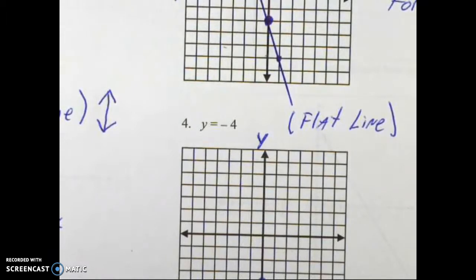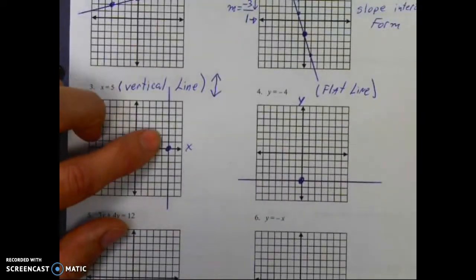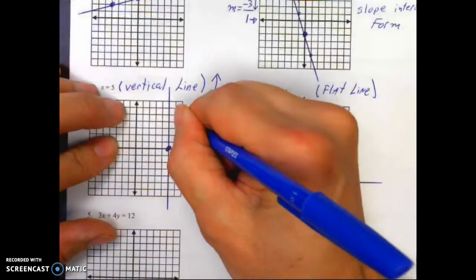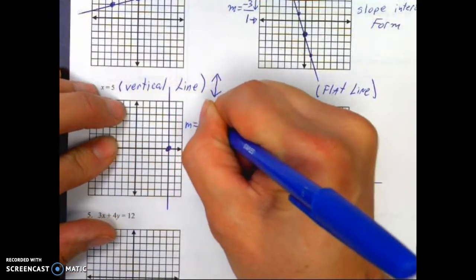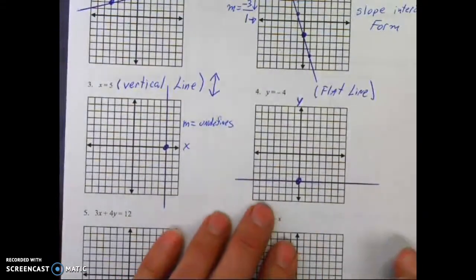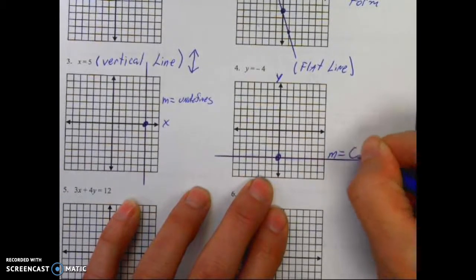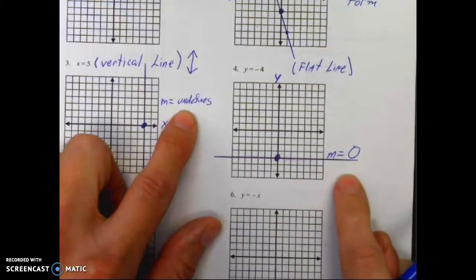And let's not forget some little tiny other interesting facts: what's the slope of a vertical line? Remember, the slope of a vertical line is undefined. And the slope of a flat line is 0, right? Undefined and 0 are not the same.